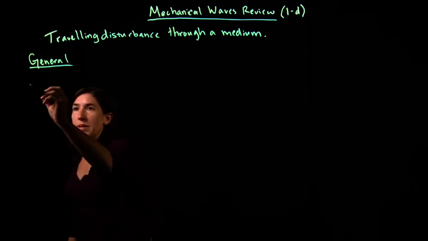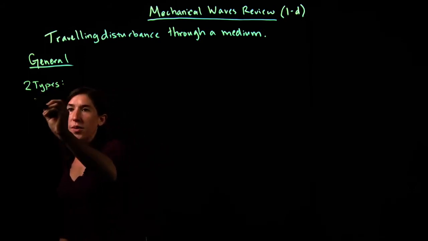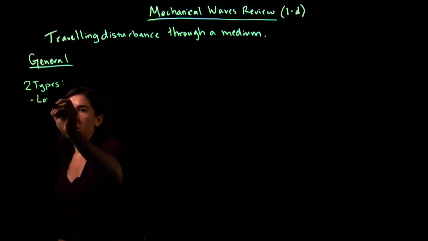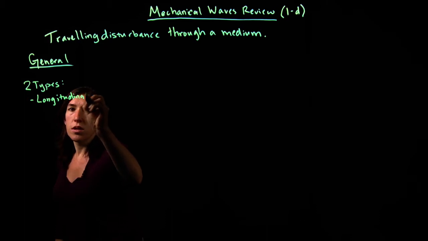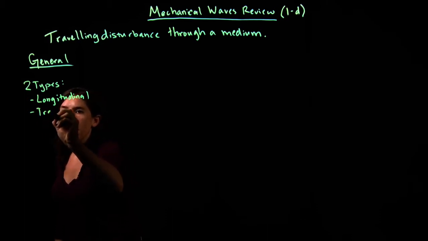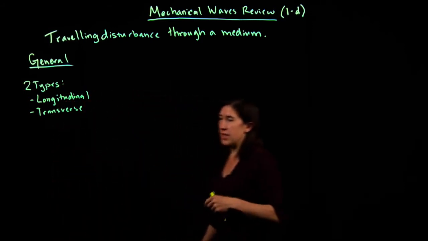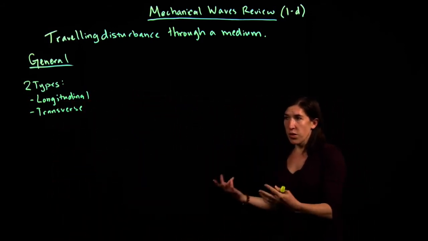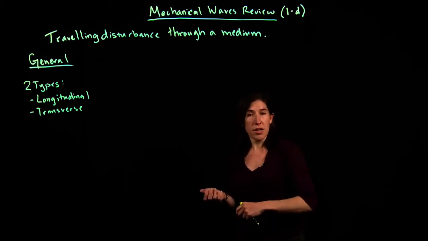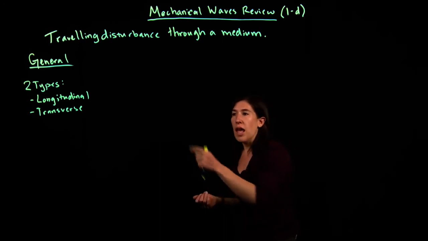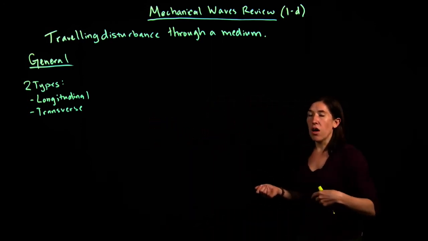So there are two types that you could consider: longitudinal or transverse. Or really there are more types because you could consider combinations of these. Transverse waves are where the disturbance is perpendicular to the direction of motion of the wave, and the longitudinal ones are where the disturbance is along the wave.